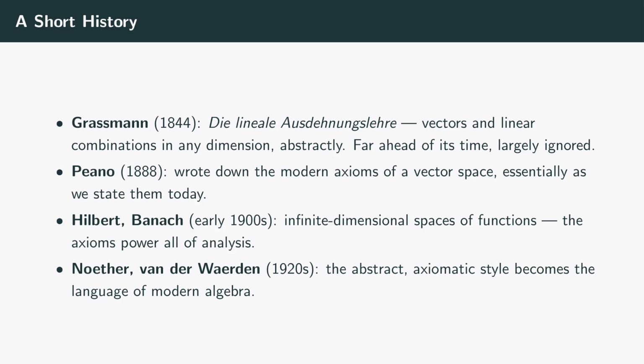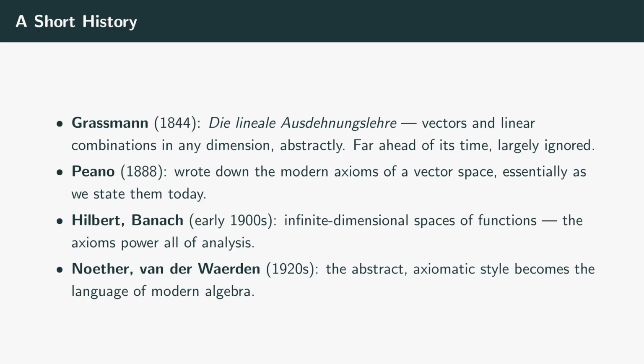A short history, because abstraction this clean did not come easily. In 1844, Hermann Grassmann published a dense, visionary book that already treated vectors and linear combinations abstractly, in any number of dimensions, without leaning on pictures. He was so far ahead of his contemporaries that the work was nearly ignored in his lifetime.